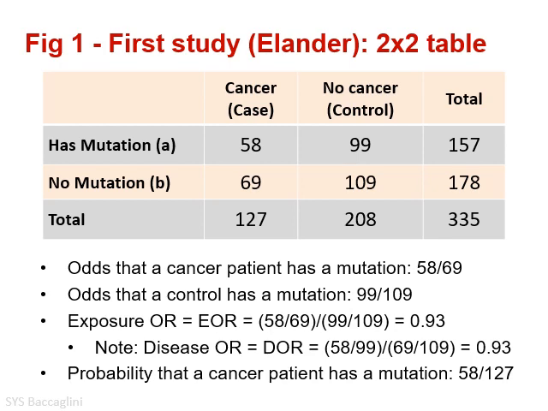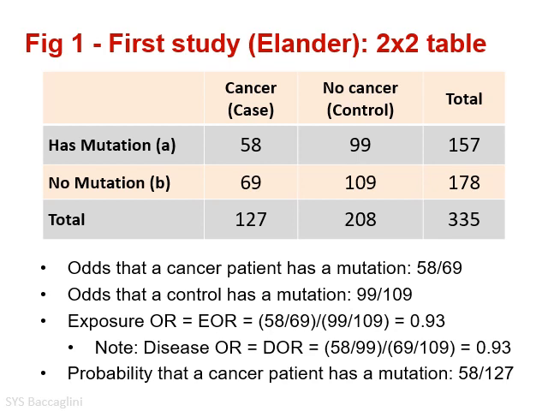What the forest plot shows is the odds that the cancer patient has a mutation, which is 58/69, and the odds that the control has a mutation, which is 99/109. Now this is actually the exposure odds ratio, and it is 0.93. Keep in mind that the exposure odds ratio is the same mathematically as the disease odds ratio. So if you were looking at the odds of having a mutation among cancer patients and then comparing that to controls, you would still end up with 0.93.